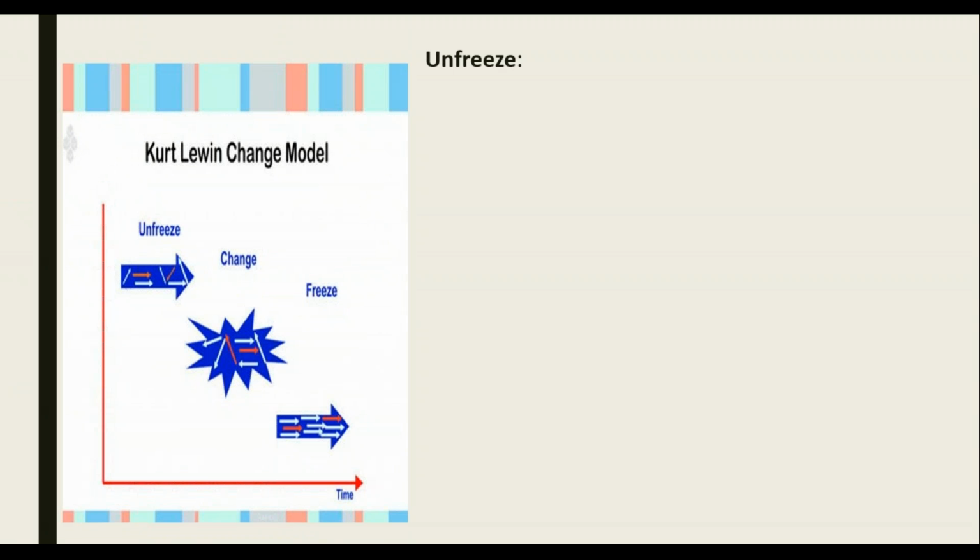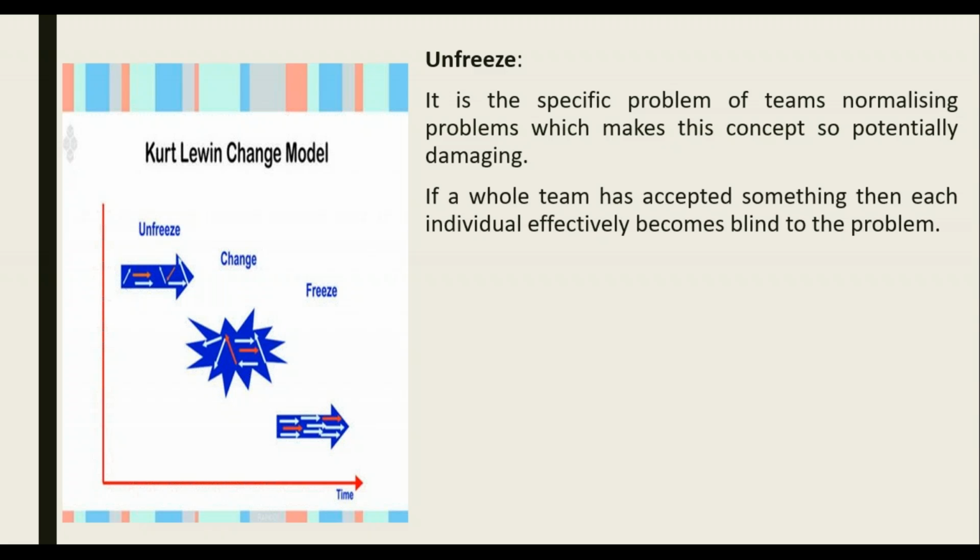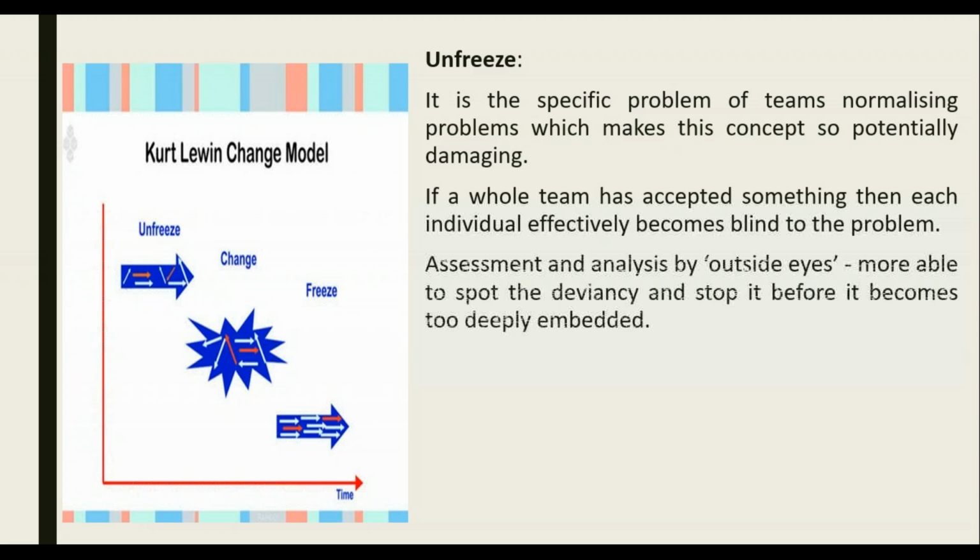It's a specific problem of teams normalising these problems which makes the concept so potentially damaging. If a whole team has accepted something, then each individual effectively becomes blind to the problem. The normalisation of these processes can be assessed and analysed by outside eyes, which may mean that they're more able to spot the deviancy and stop it before it becomes too deeply embedded.